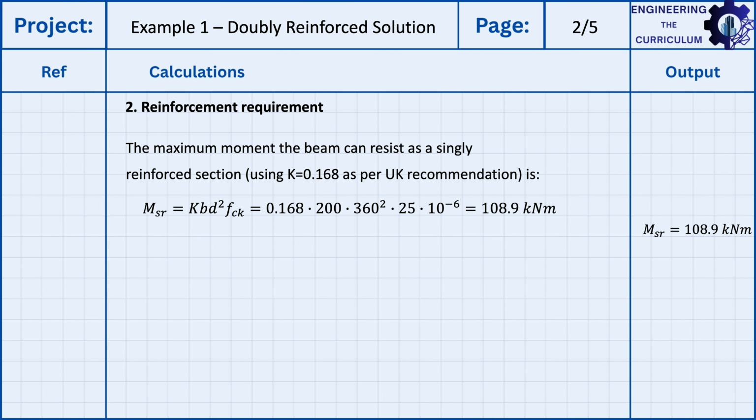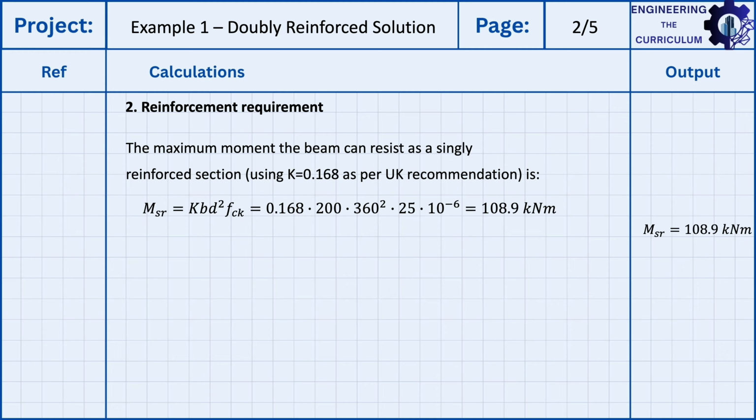So you can see here that if I substitute K with 0.168, I will get the moment that the section can carry as a singly reinforced beam, which will work out as 0.168 times B, which is given as 200 millimeters, times D squared, which we know is 360 millimeters, and times FCK, which is 25, as per the example.